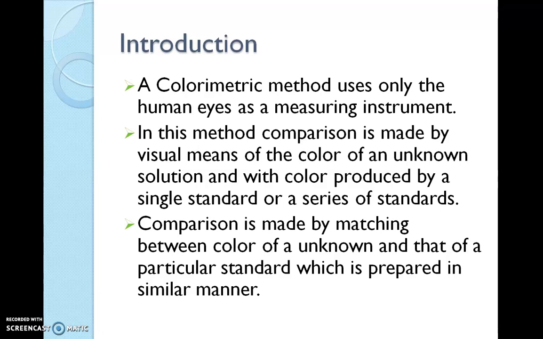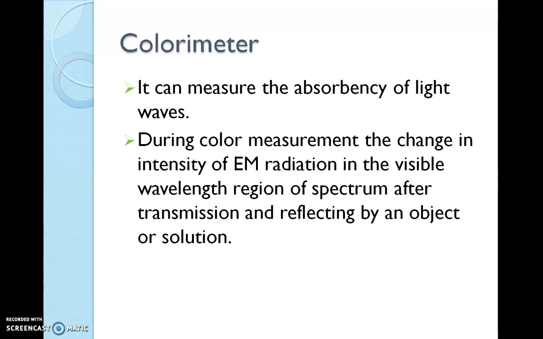So a calorimetric method uses only the human eyes as a measuring instrument. So in this method, comparison of various solutions is made by visual means of the color of an unknown solution and with color produced by a single standard or a series of standard solutions. So comparison is basically made by matching between color of a unknown and that of a particular standard solution which is prepared in the similar manner. So calorimeter measures the absorbency of light waves.